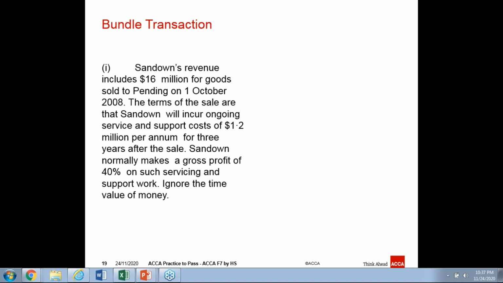Sales revenue includes 16 million for the goods sold. The company has recognized a total revenue of 16 million on 1st October 2008. The terms of the sale are that the company will incur an ongoing service and support cost of 1.2 million per annum for the 3 years. So the cost of the company is 1.2 million, and the gross profit percentage is 40%. So can you extrapolate the value of the sales from this cost price?